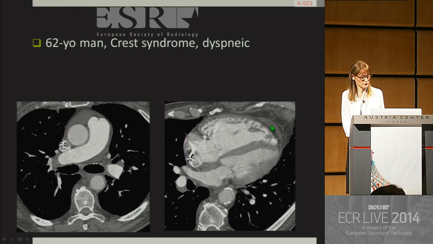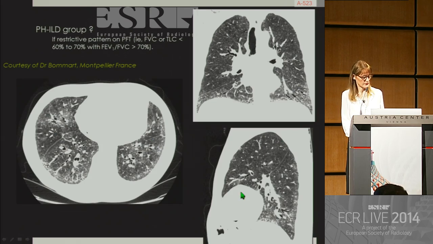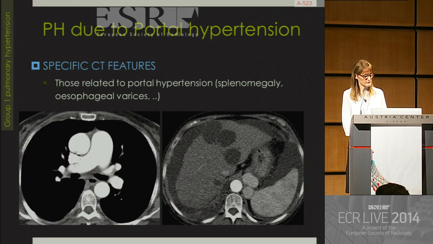enlargement of the right ventricle, right ventricular hypertrophy. Here you can see the hypertrophy. This is here the pericardial effusion. And you can see that there are signs of infiltrative lung disease. But since the pulmonary function test did not show significant restrictive problems, maybe he has a combined cause of pulmonary hypertension.